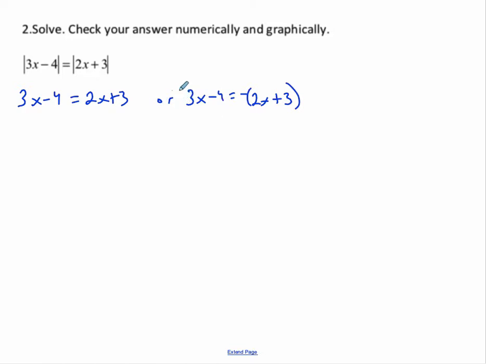You could say the negative of this side equals negative this side, but the negatives would cancel and we just get the first one back, right? Or if we said this side was negative and this one was positive, we get the same equation. So there's only really two possibilities, and we can solve them both. So x equals 7, and over here we have 5x equals 1. So x equals 1/5.